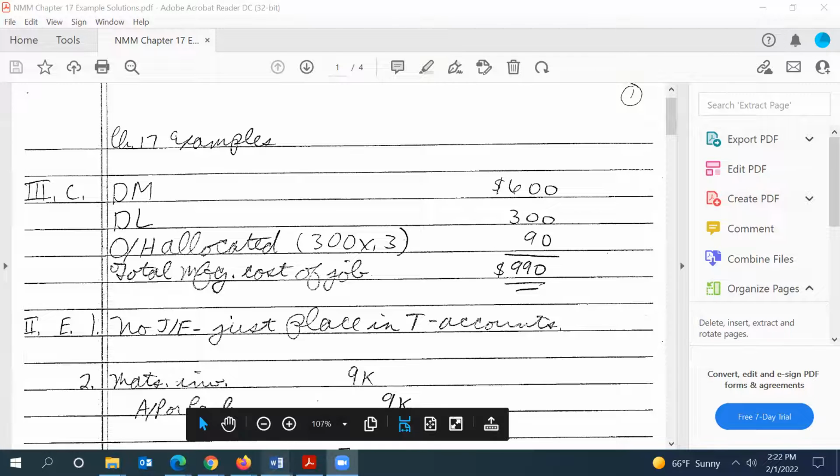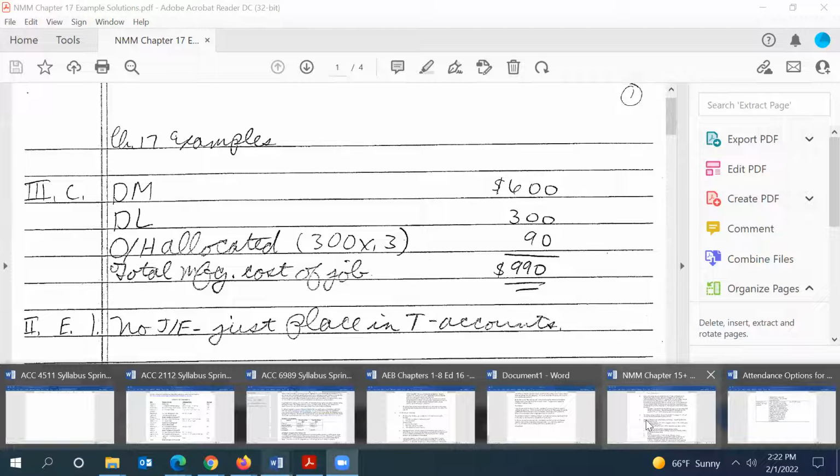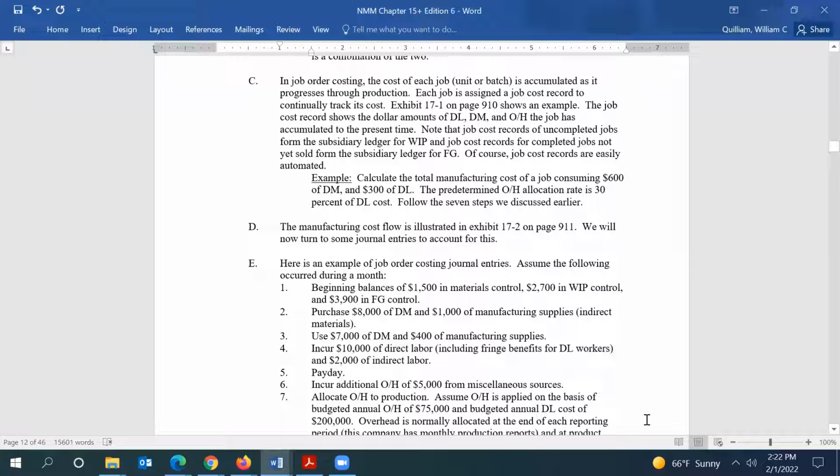All right, let me go back to the outline itself. And as we look here in E, we're going to have an example of some job order costing journal entries. So we'll assume the following occurred during the month. So I'll get to that. And before I do get into there, let me go ahead and review with you the rules for debits and credits and also some stuff about journal entries and T accounts.